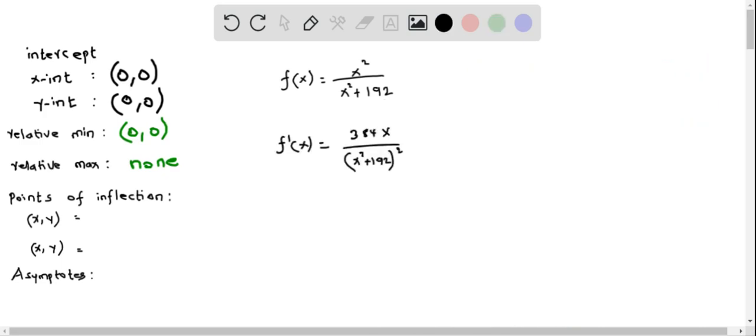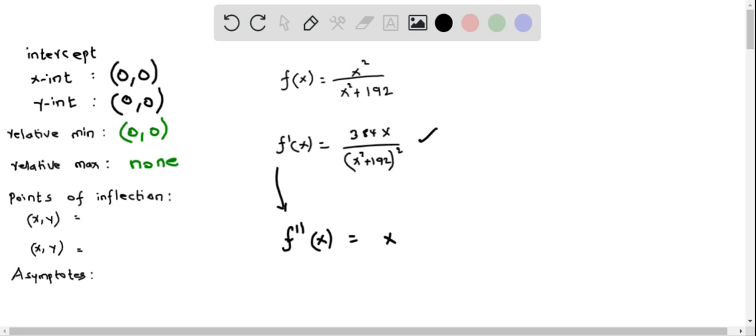We now determine the points of inflection of the graph of f of x. For that, we have to find the second derivative and set it equal to 0 and determine the points of inflection. So let's find the second derivative of f of x. For that, I'm going to find the derivative of f prime of x, which gives the second derivative of f of x, that is f double prime of x, and this equals, we can use the quotient rule of differentiation once again to find the derivative of f prime of x.